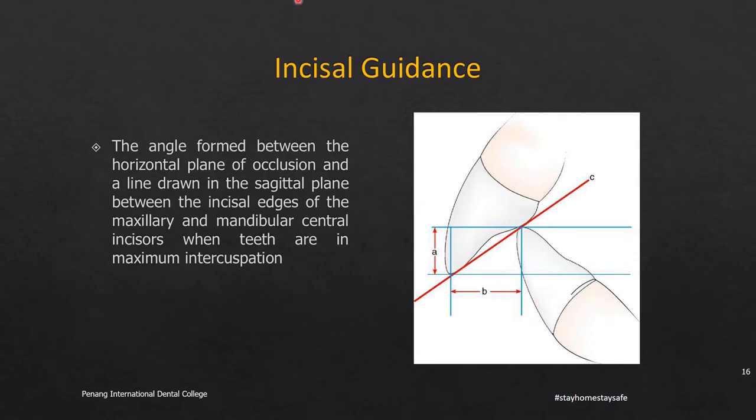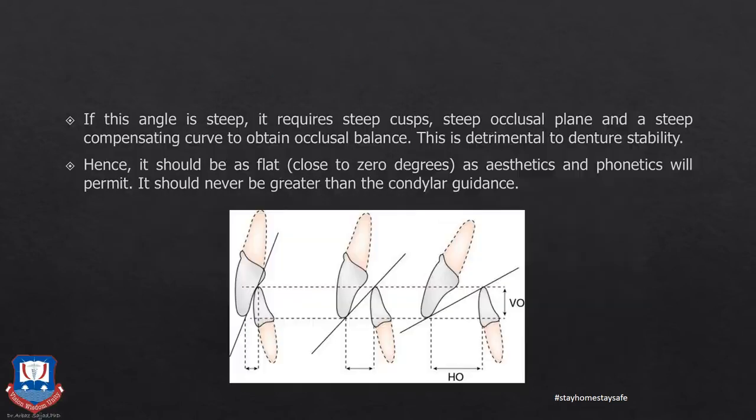Next up is the incisal guidance. Incisal guidance is the angle formed between the horizontal plane of occlusion, that is, this is the horizontal plane, and the line drawn in the sagittal plane between the incisal edges of the maxillary and the mandibular teeth in maximum intercuspation. So this is the incisal guidance, that is between the occlusal plane and the occluding surfaces of the maxillary and mandibular anterior teeth. So this is our incisal guidance.